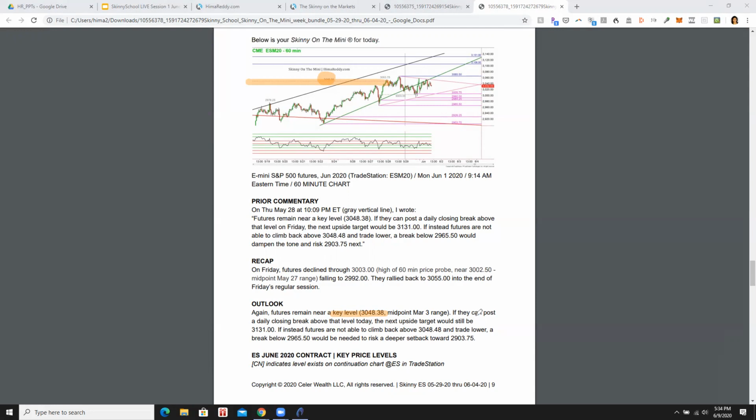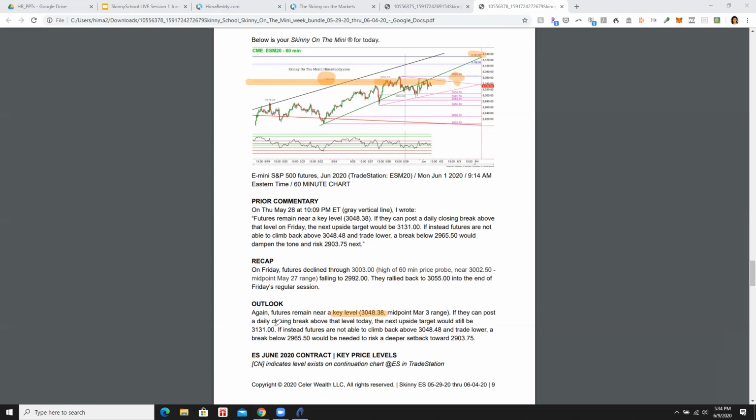And you can see here, I had a pretty clear idea of what I was going to say. I didn't say "markets at a key point" or whatever. I said if they can post a daily closing break above that level today. So I was looking for the daily session, not these hourly bars, but the overall day session, to post a close above that level. And then I was expecting it to continue on its path to 31.31.